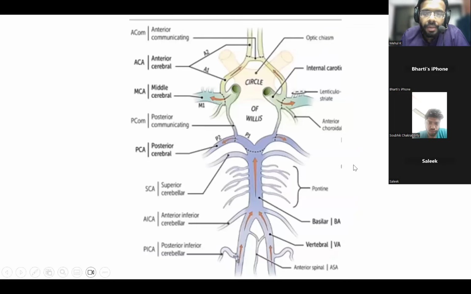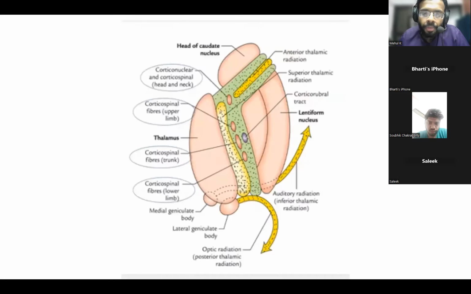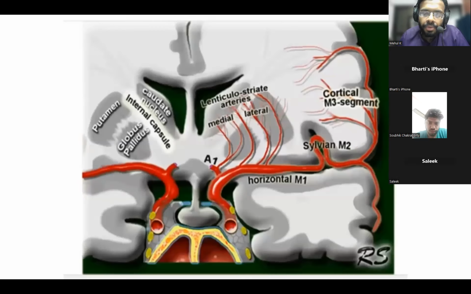So again, adding a little bit more detail to the circle of Willis here, you have your PCAs, and you have the posterior communicating artery. The part proximal to the posterior communicating artery is your P1 part of your PCA, and the part distal to that is going to be your P2 part. Similarly, for your ACA, you can also have an A1 as well as an A2 part based on the position of your anterior communicating artery. Your MCA branches are a little bit more complicated. I will come to that.